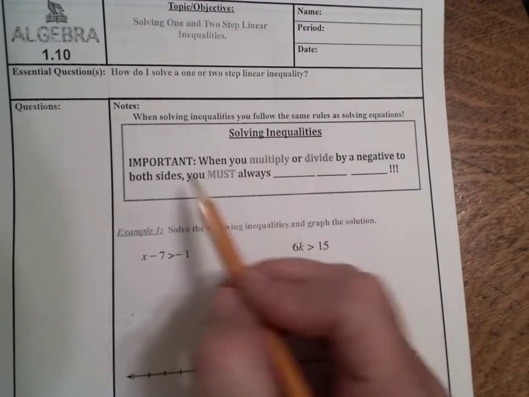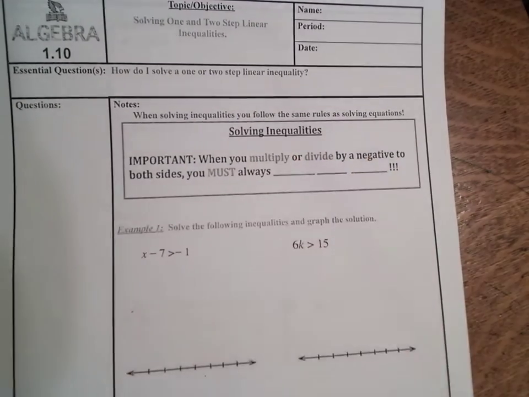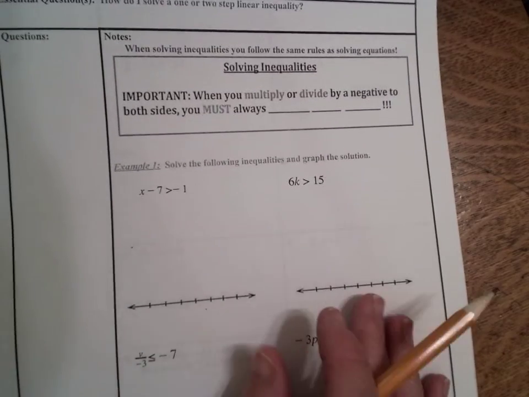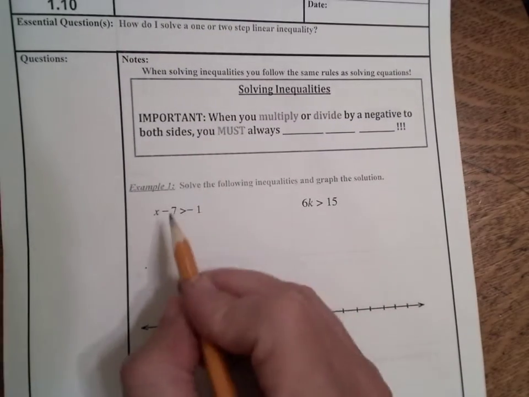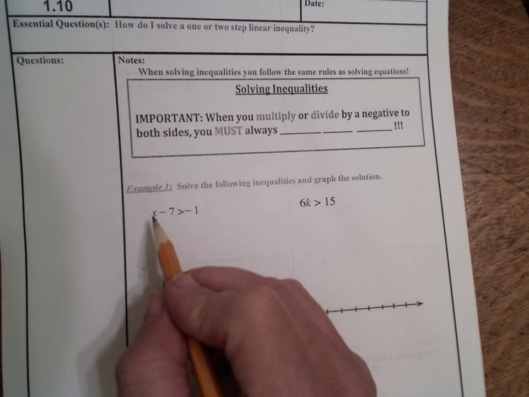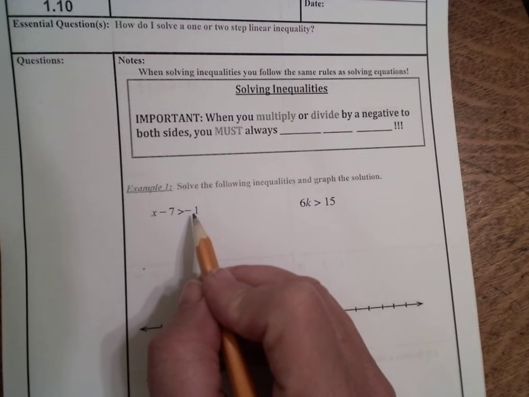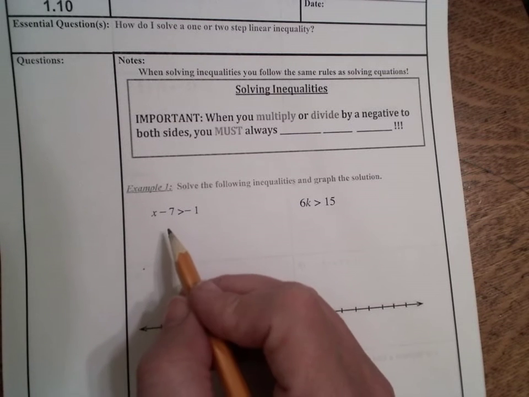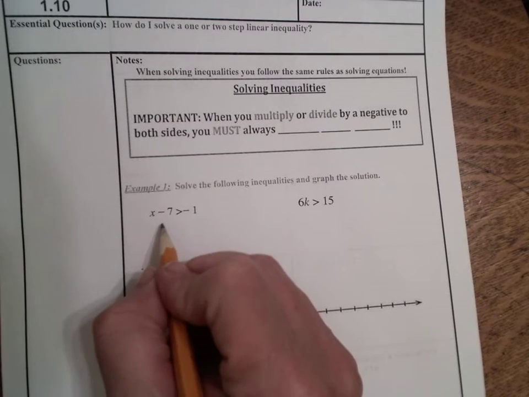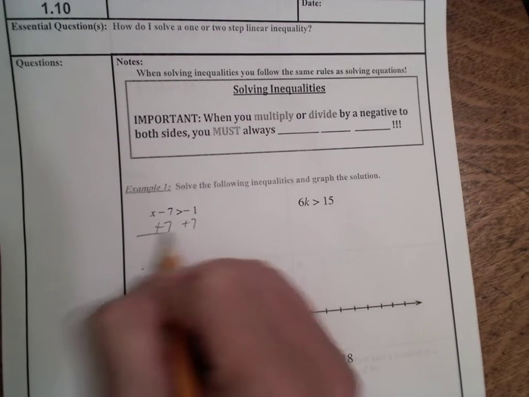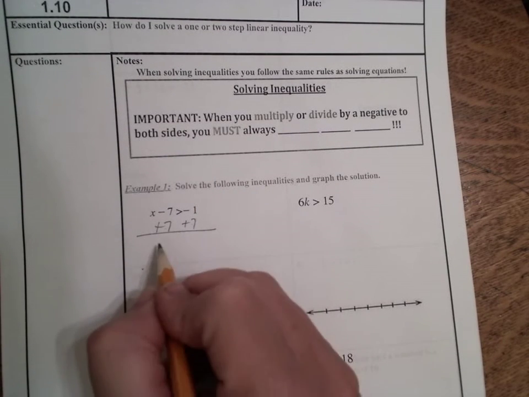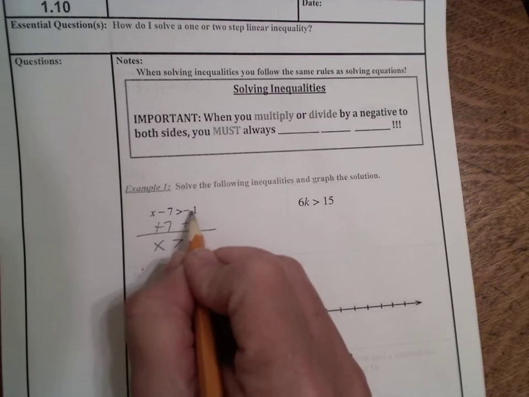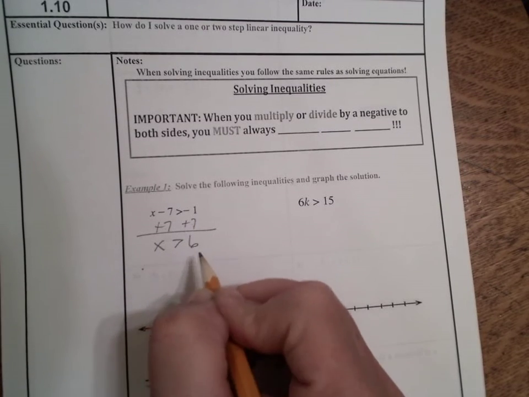I'm going to come back to this box here for a moment, so I'm going to ignore that for now, because I'm going to go ahead and solve example 1 and 2. Well, this is just like an equation. Think of it as x minus 7 is equal to negative 1. Well, how would you solve that? How would you get your variable by itself or isolate the variable? Well, you're going to add 7, because whatever you do to one side, you need to do to the other. So we're going to have x is greater than negative 1 plus 7, which is 6.